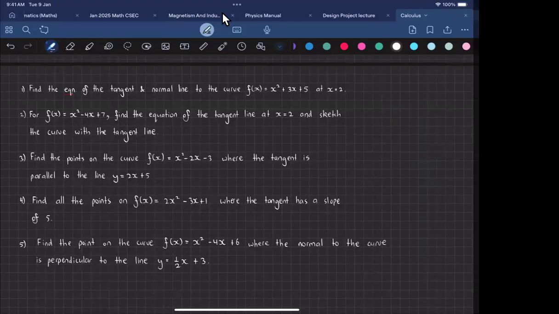Kira, f of x is just another way to write what? Let me show you. I could write y is equal to x squared, or I could write f of x is equal to x squared. They both mean the same thing. So what is f of x? x squared.